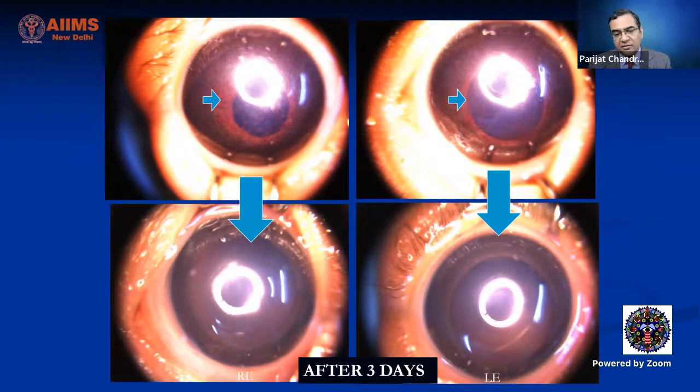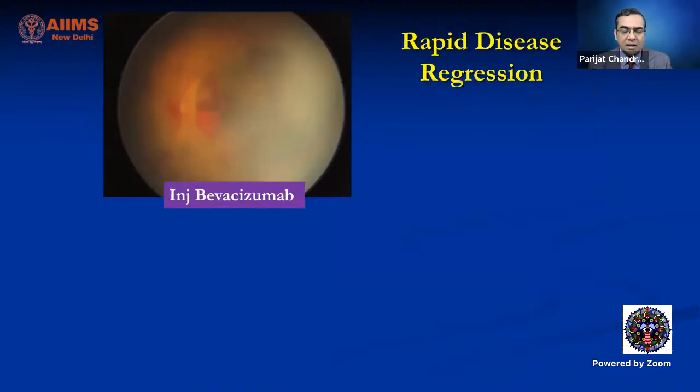But now if you inject anti-VEGF in this eye, this is what you get in 3 days. It works like magic. All the neovascularization just disappears, and you can very easily go ahead and do surgery or laser or whatever you want to further augment and treat these eyes. So this is one of the major advantages of anti-VEGF, which we did not have with other treatment options.